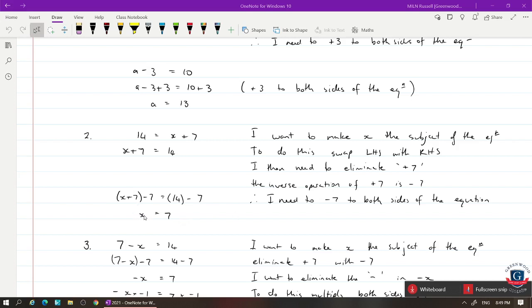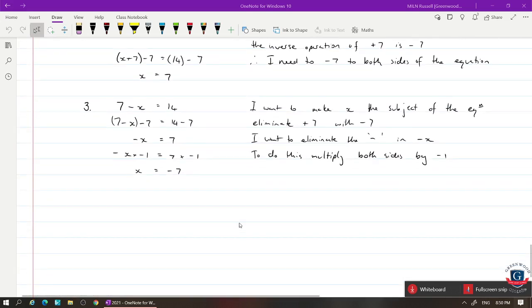Bingo! I now know that 7 makes this statement true, and if we have a look at it, 14 equals 7 plus 7. 7 plus 7 is 14. If x is 7, then it becomes true. If x was anything else, if x was 1, 14 doesn't equal 1 plus 7. It's not true. The only value of x that makes the equation true is when x is equal to 7.